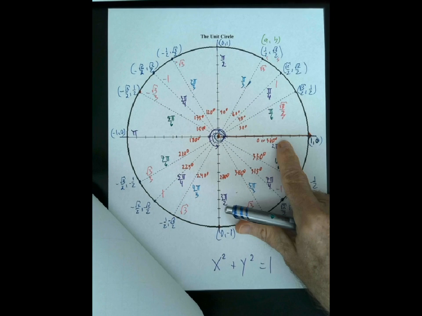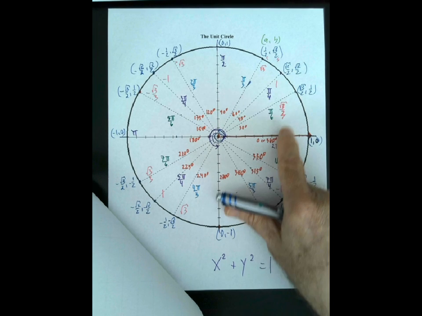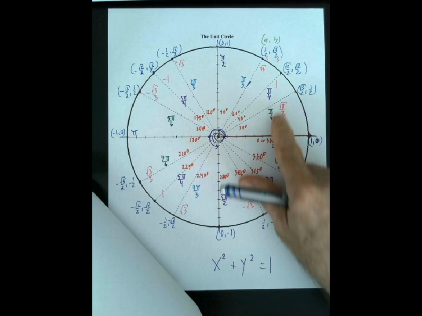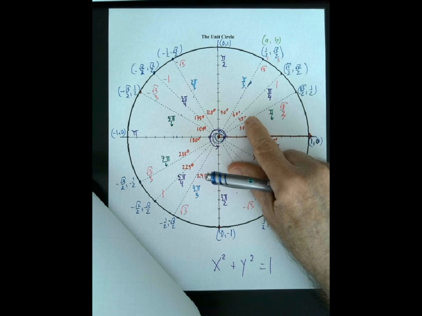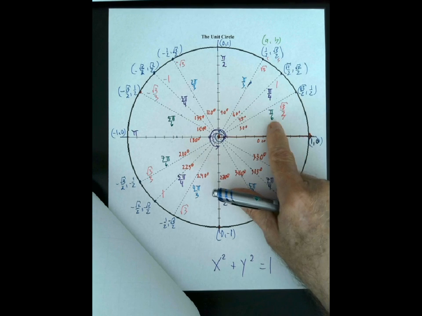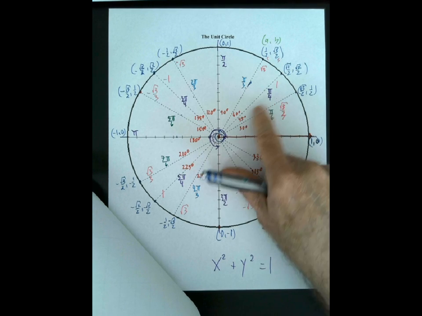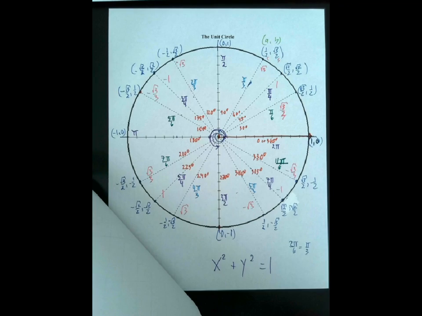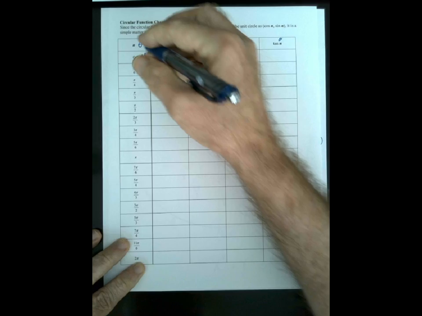That's this angle here. We haven't gone anywhere. We didn't rotate at all, so it's 0 degrees. Pi over 6 is 30 degrees. Pi over 4 is 45. Pi over 3, 60. So I'm going to number those all the way down here.